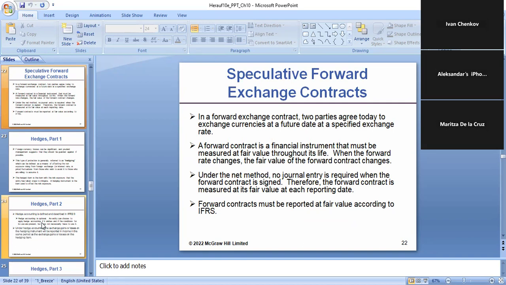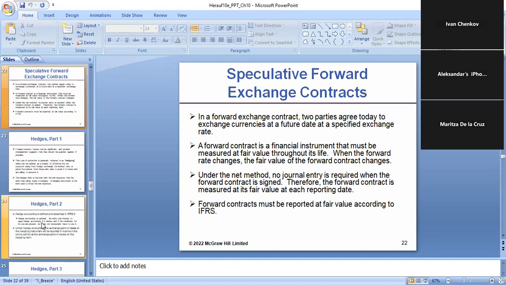What comes handy is the foreign exchange contracts. Foreign exchange contracts means the two parties, one of which is a financial institution and the other is the party who wants to mitigate risk, enter the contract and agree today to exchange the currency at a future date at a specific price. The forward contract is a financial instrument which must be measured at fair value through the life of the contract.